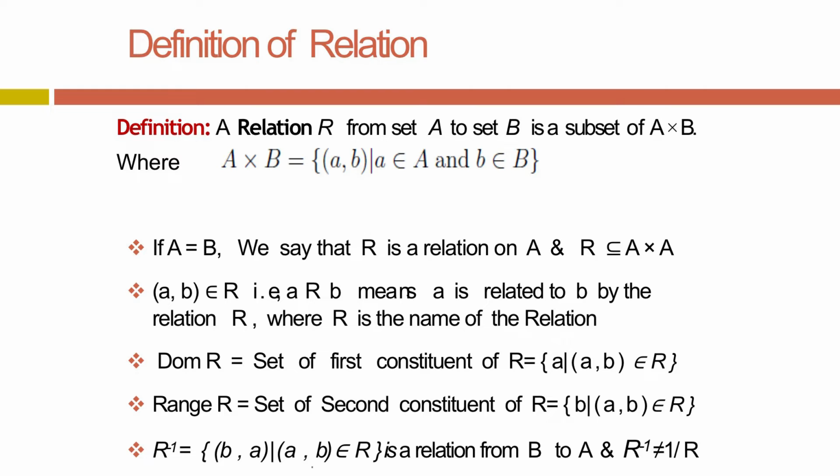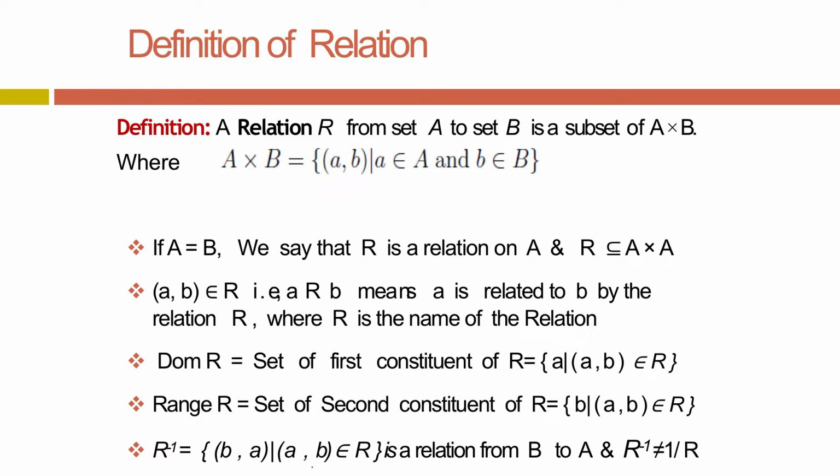So, what is relation? Relation takes place between two sets A and B. Relation R from set A to B is a subset of A cross B, where A cross B is the set of ordered pairs (a, b) such that a belongs to A and b belongs to B. If the relation takes place between the same sets, that is from A to A, we say it is on a set A. In that case, relation is a subset of A cross A. (a, b) belongs to R means a is related to b by the relation R. You can give any name to the relation, maybe F.